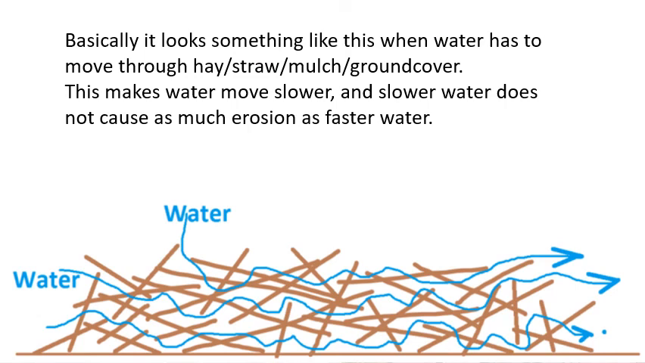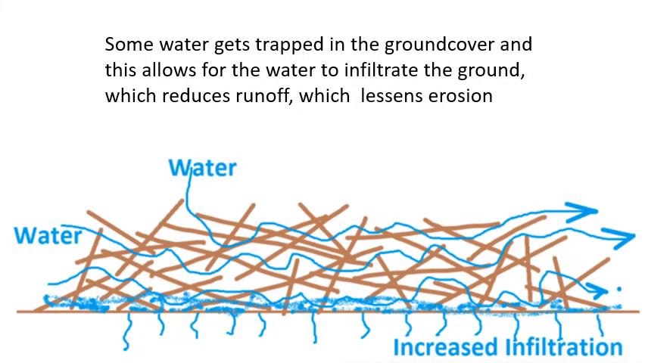Basically, when it rains and the water falls onto the hay or the pine straw or the mulch or whatever, it doesn't hit the ground immediately. It kind of has to snake its way in between all the pine needles. Now, it can get through, but it slows down a little bit. And anything that causes the water to slow down is going to cause less erosion. It also is going to allow more water to infiltrate. Remember, if the water kind of stops for a second, it's a lot more likely to go into the ground than become runoff. Once again, it's going to make less erosion.